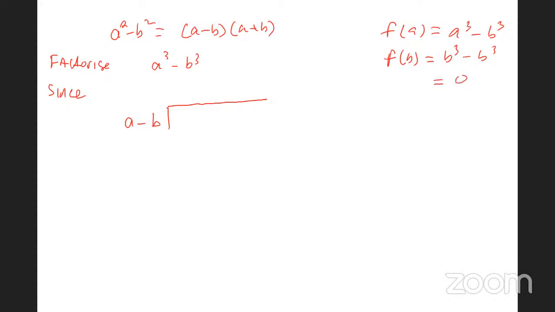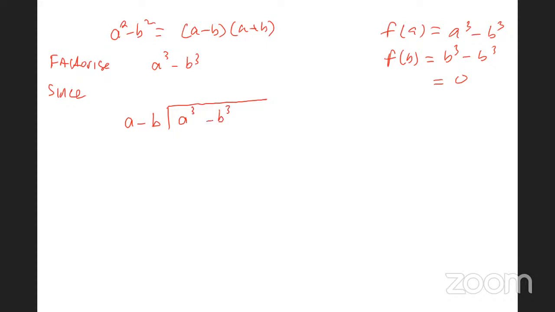Remember this rule? If you divide f of x by ax plus b, you should get what? You should get the remainder, right? And if the remainder is 0, then it's a factor. So you could also use this here. Anyway, let's jump straight into it. A cube minus b cube. So let's see if we could factorize a cube minus b cube.